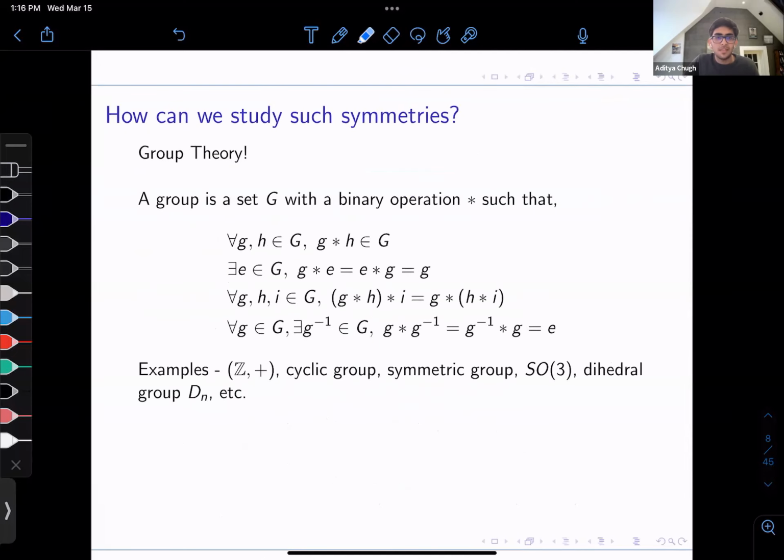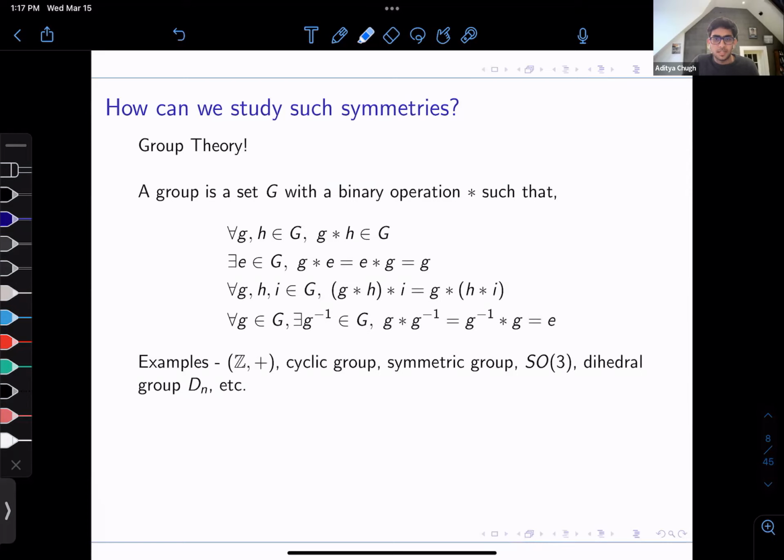And naturally, in math, if you want to study symmetries, we use group theory. A group is a set G with a binary operation star. You could call it multiplication, addition, but more generally, any binary operation, such that if you pick any two elements of the group and you operate on them with the binary operation, the new element that you get would still be in the group, and this is called closure. Then there's an identity element, which is, if you consider the binary operation with an element of the group and this identity element, it would give you the same thing back. And it doesn't matter in what order you apply it.